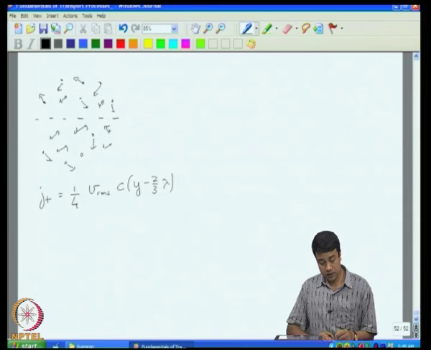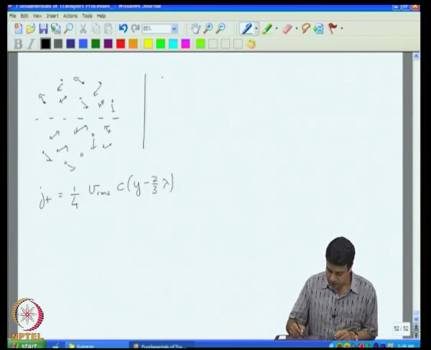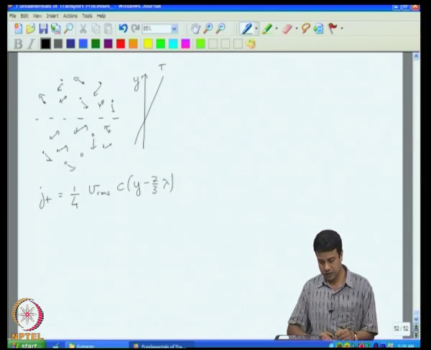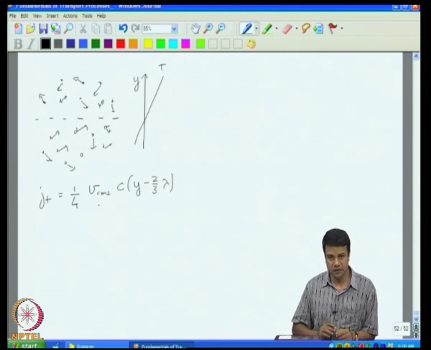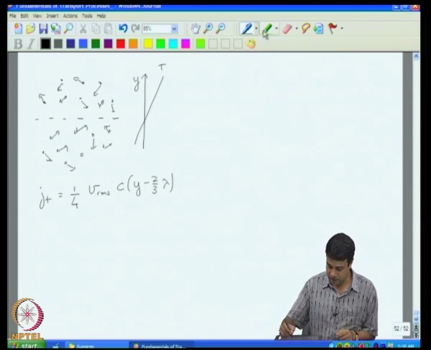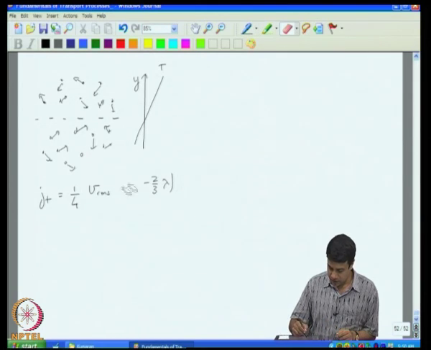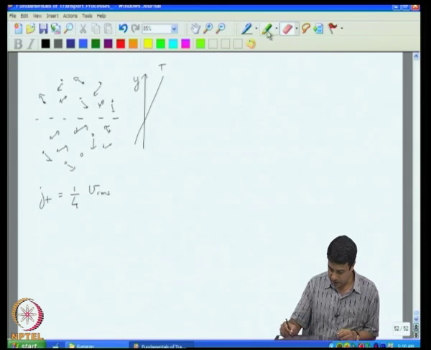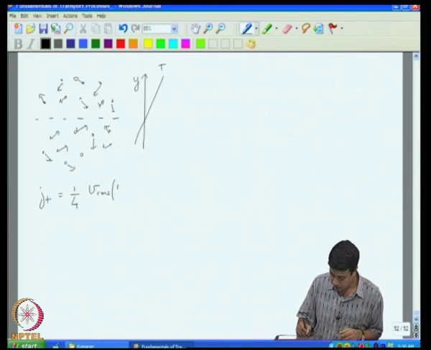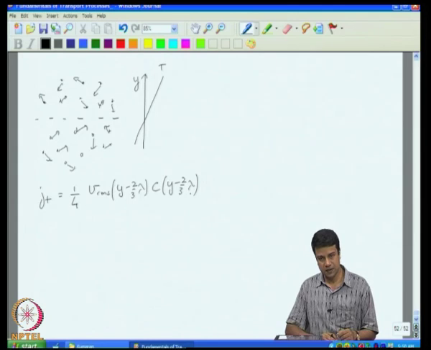Now, if there were no concentration gradient, but there were a temperature gradient with the coordinate y, then for the flux going upwards, I would have to take the RMS velocity at that location y minus 2 by 3 lambda. So, what I need to write is that this is equal to Vrms at y minus 2 by 3 lambda into the concentration at y minus 2 by 3 lambda. No concentration gradient.